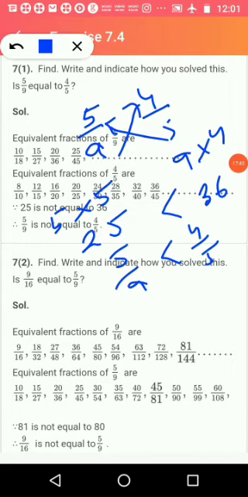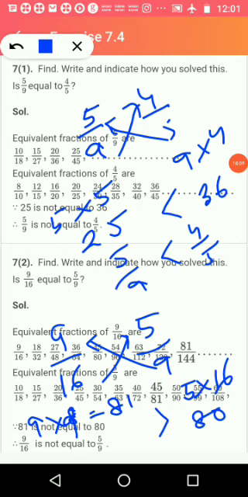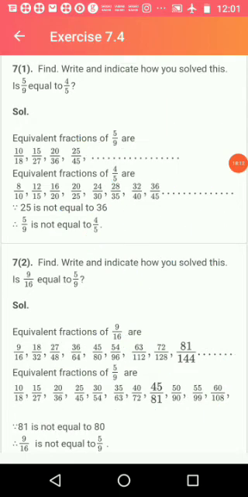Find, write and indicate how you solve this. 9 by 16 and 5 by 9. Again we will do the same thing. I will cross multiply. So 9 nines are 81, and 5 into 16 is 80. So 81 is greater than 80. So they are not equal. Okay, next.